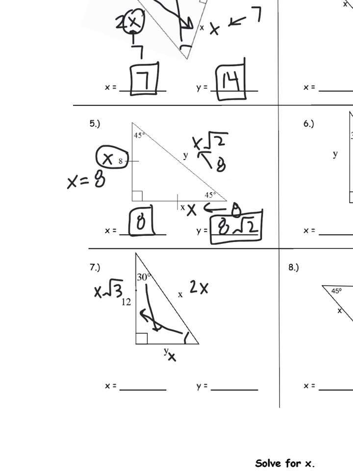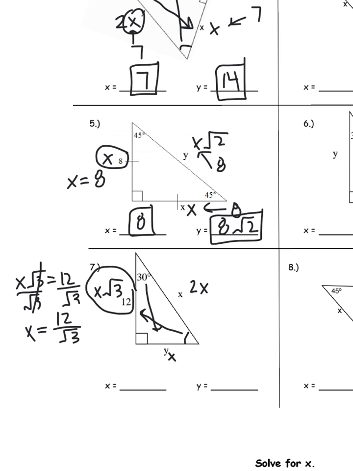So we look for the side that's labeled, that's this one right here. And this is going to take a little bit of work, a little bit of solving to figure out what x is. X square root of 3 equals 12. We need x by itself, so we're going to divide both sides by the square root of 3. So that cancels there, and we're left with x equals 12 divided by the square root of 3. We don't like a square root on the bottom, so we need to rationalize the denominator, multiply the top and bottom by the square root of 3.